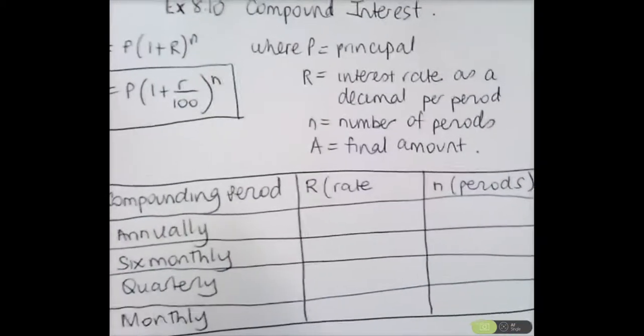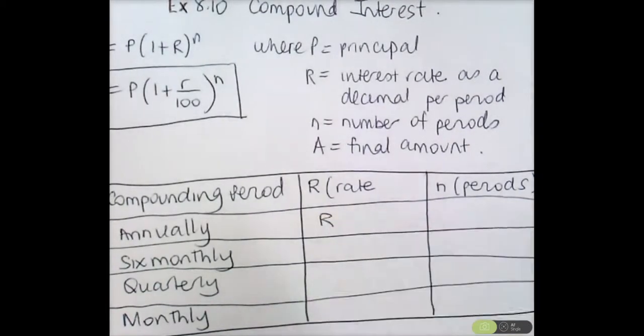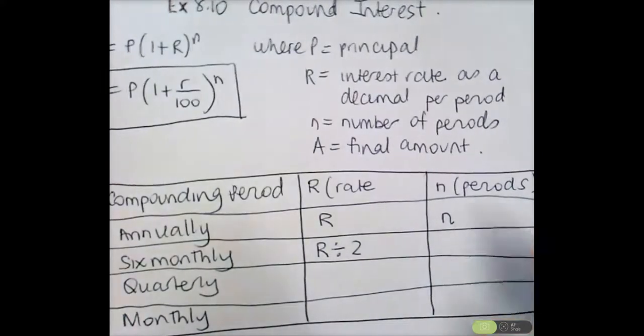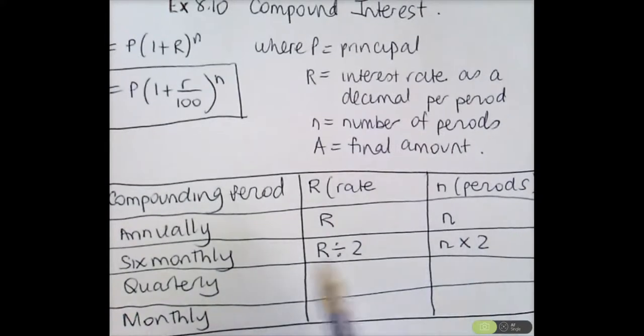So, if, for example, your interest is compounding annually, you just keep R and N the same. If your compounding period is 6 monthly, whatever your interest rate is, you divide it by 2, and whatever your N is, you times it by 2. For example, if your interest rate was 6% per annum, you would do 6% divided by 2, 3% for 6 months. And your periods, let's say it was 5 years, instead of being 5 years, it would be 5 times 2, 10 periods of 6 months.